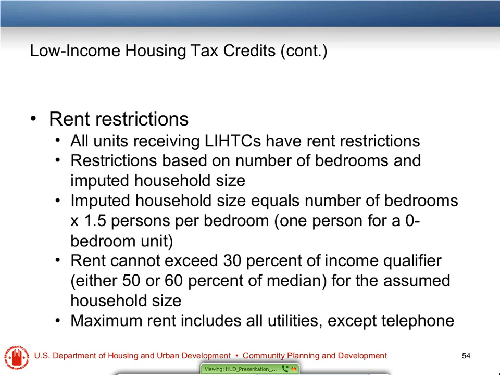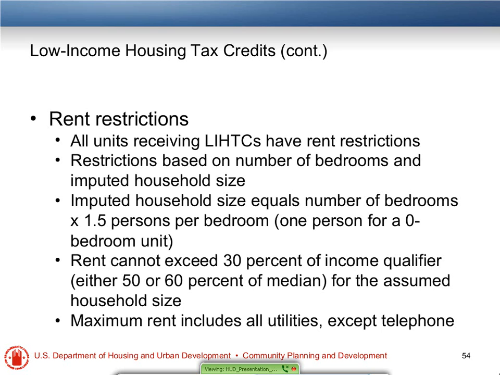With all tax credit projects, you do have rent restrictions. All of the LIHTC units have rent restrictions. If you have a mixed use or a mixed income project, you might have some market rate units which would not be rent restricted, but all of the units that you're receiving credits for would have rent restrictions. And those restrictions are based on the number of bedrooms in the unit. And the way this is done is by imputing a household size based on the number of bedrooms.